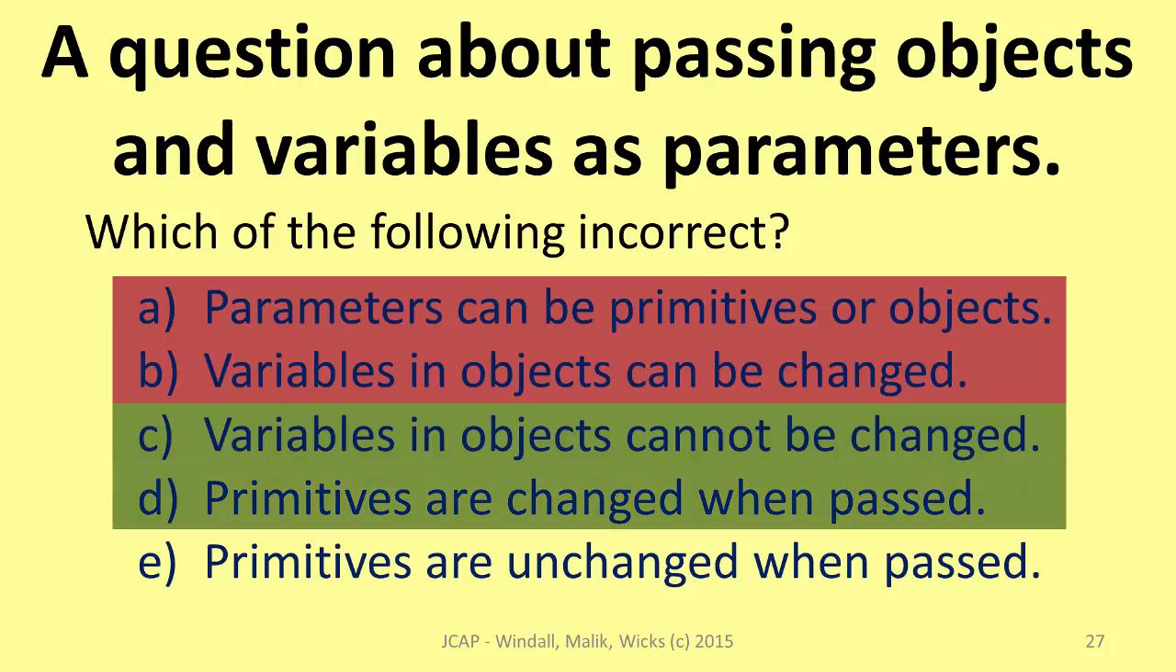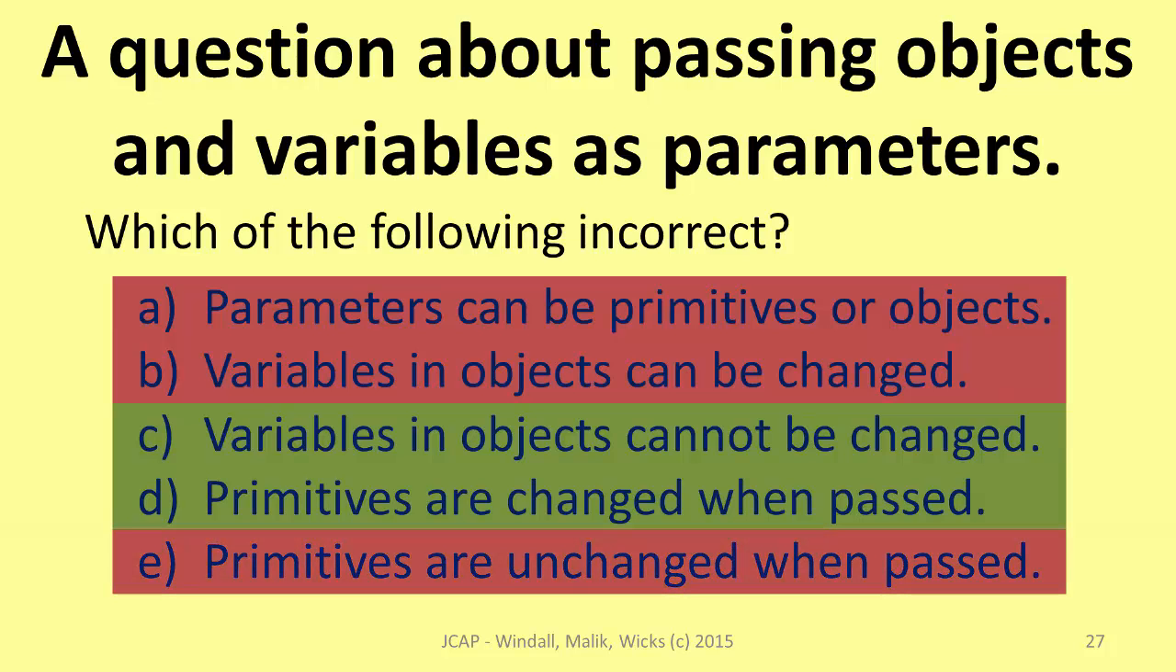Primitives are changed when passed is incorrect. Primitives are not changed when they're passed. And finally, primitives are unchanged when passed is true. Therefore we don't tick it. Be careful of the trick questions. You've got to get the logic right.